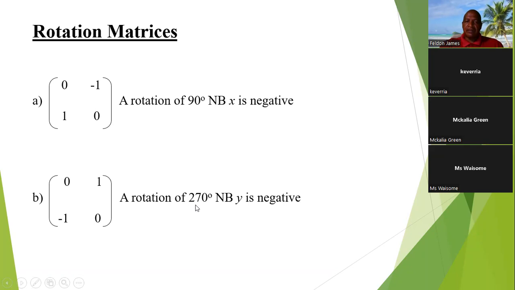This is a rotation for 270. These two are similar with the 0 diagonals. But the -1 above would be for 90. The -1 below would be for 270.